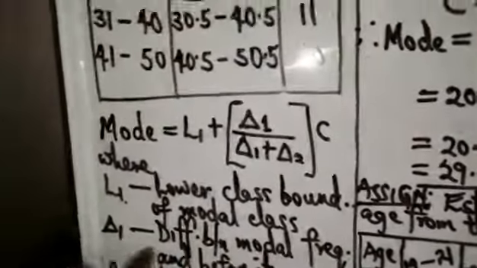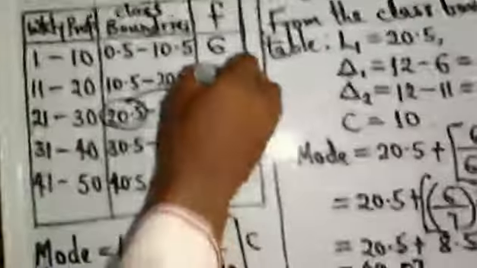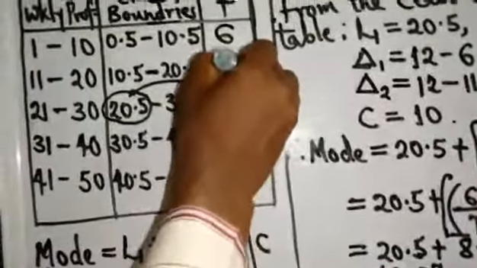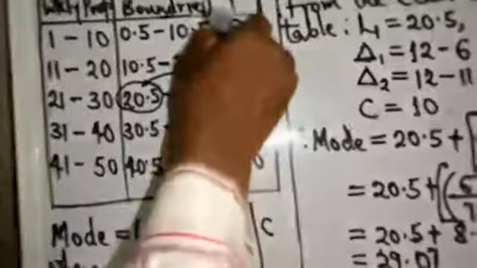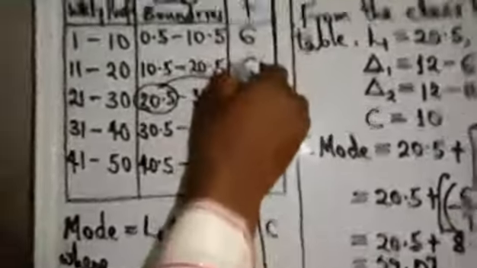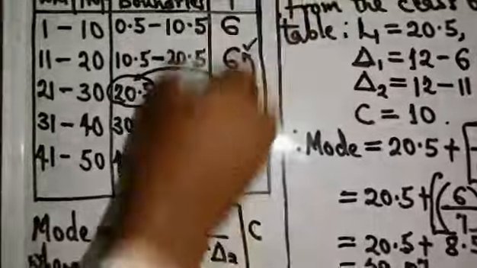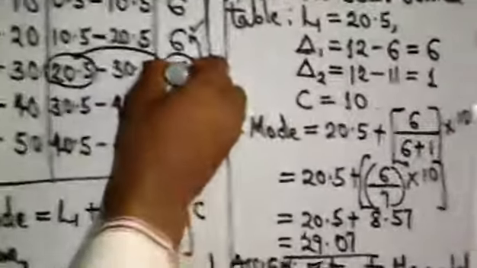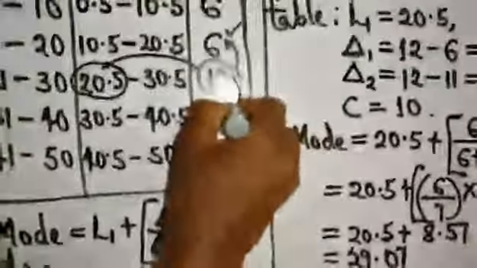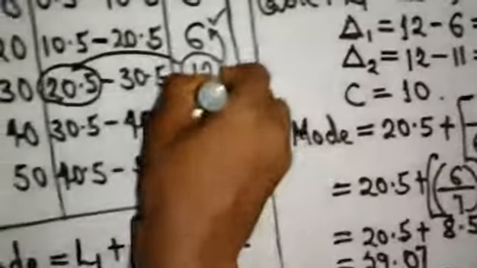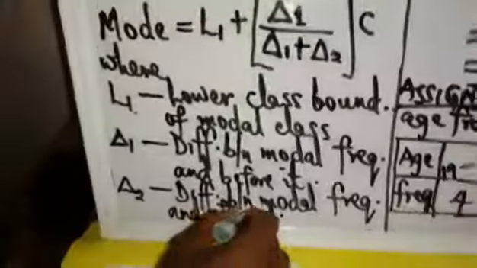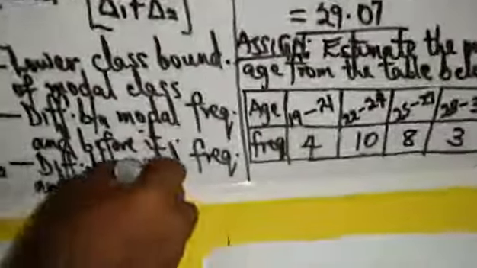Then the delta 1 is the difference between these ones and these ones. The difference between the modal frequency and the one before it, you get delta 1. Delta 2 is the one after: the subtraction of this one from here will give you delta 2. That's the difference between the modal frequency and the one after that particular value. The C is just the class interval.